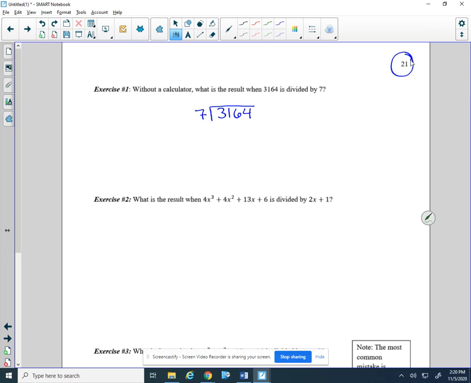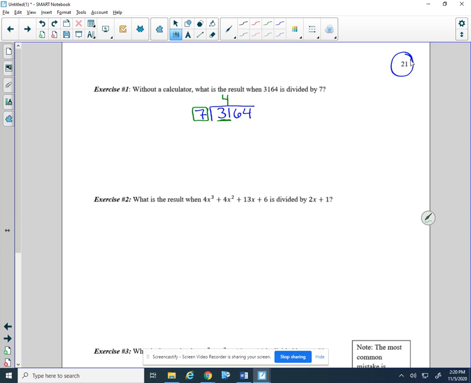So the first thing I do is I take this number, 7, and I say, how many times does it first go into 3? And if it doesn't go into 3, which it doesn't, I look at 31. And I would continue on if it didn't fit into a 2-digit number and so on. So 7 goes into 31 4 times. So I'm saying, how many times does 7 go into the 31?